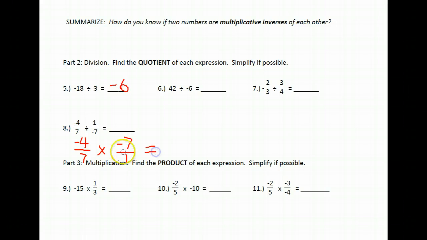Multiply those together, and now I'm looking at a negative times a negative equals a positive. 28. Positive 7 times positive 1 is 7. I can simplify these by dividing both the top number and the bottom number by 7. I'll be left with 4 over 1, or 4. Just 4.